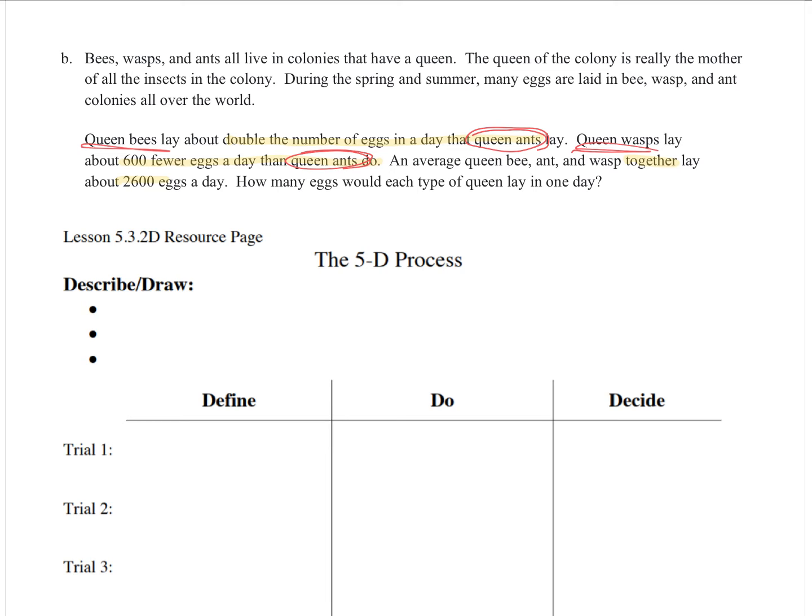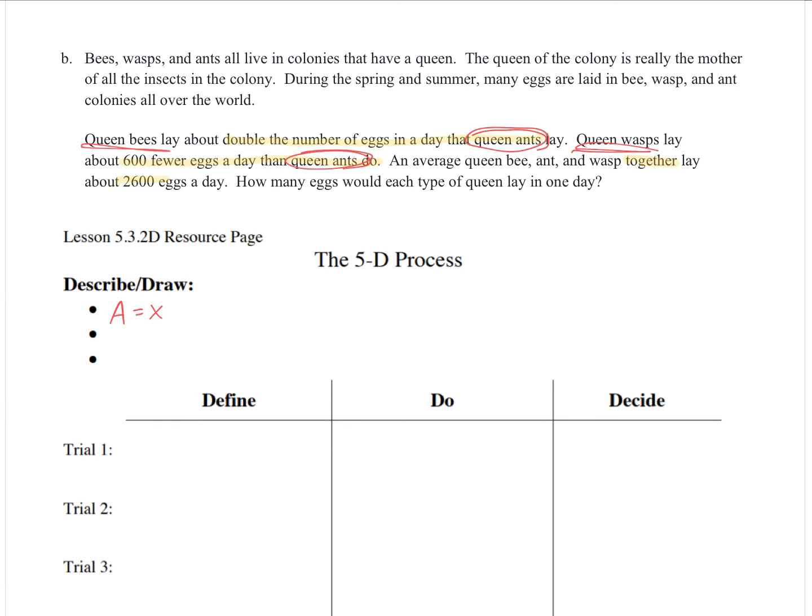That's what we are going to be guessing, and we're going to use that guess to find the rest of the information. So I'm going to say that A is the number of eggs that a queen ant lays, and we're just going to call this X. That's our starting point.